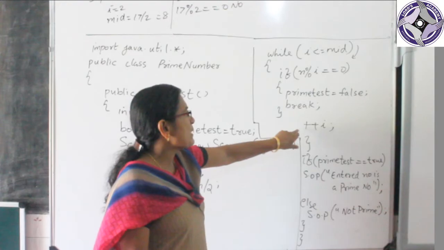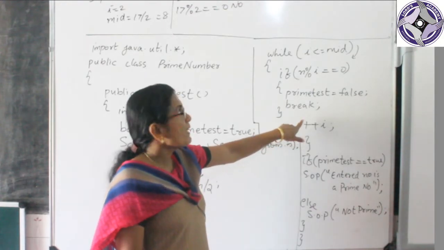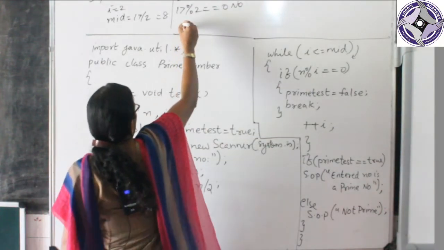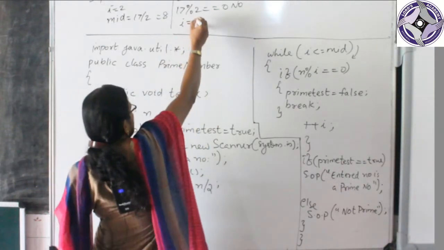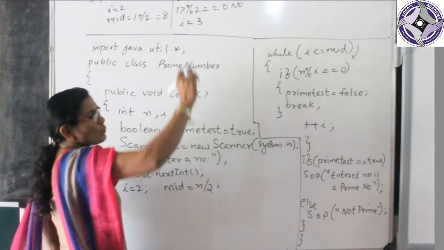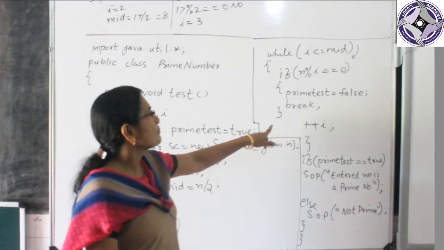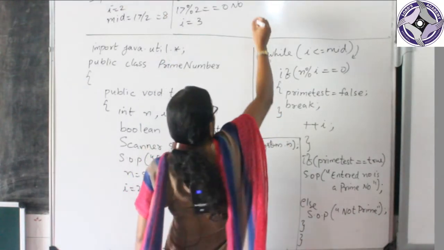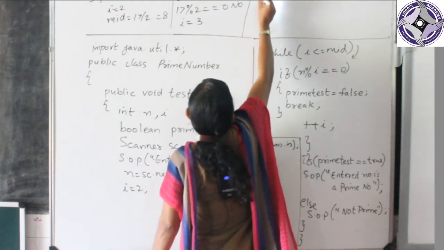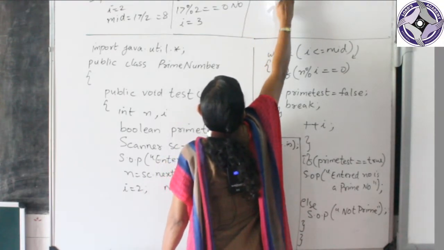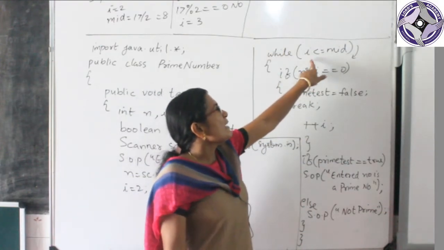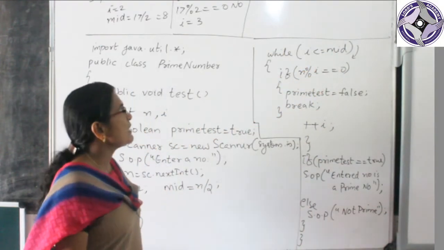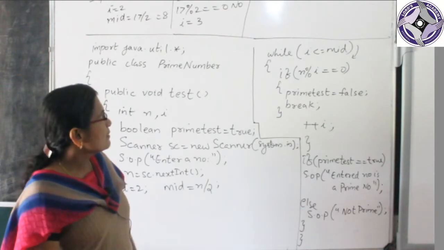So what takes place next? Plus plus I. I will be incremented. At the second iteration, I is equal to 3. Initially it was 2, it will be incremented to 3. Next step, 3 less than or equal to mid. Mid is 8, isn't it? 3 less than 8, yes.